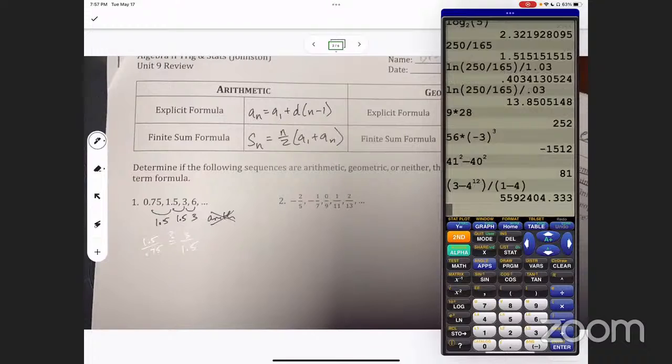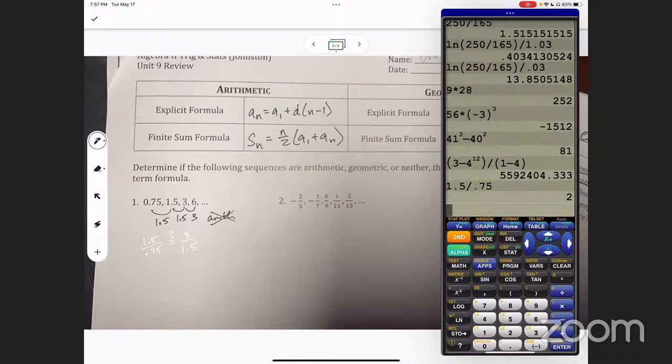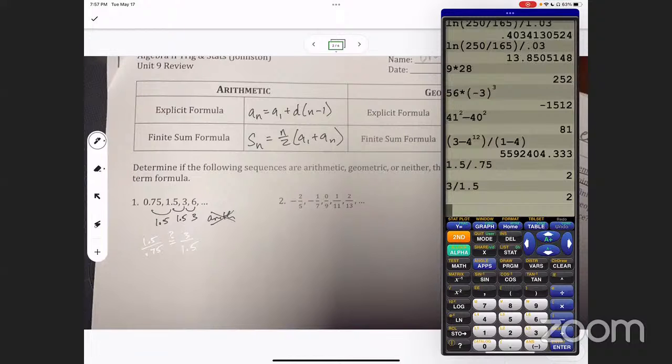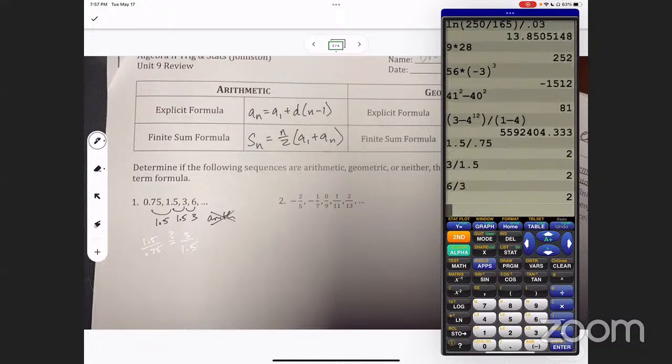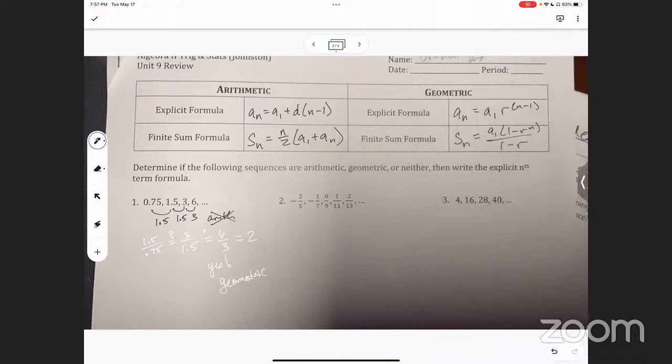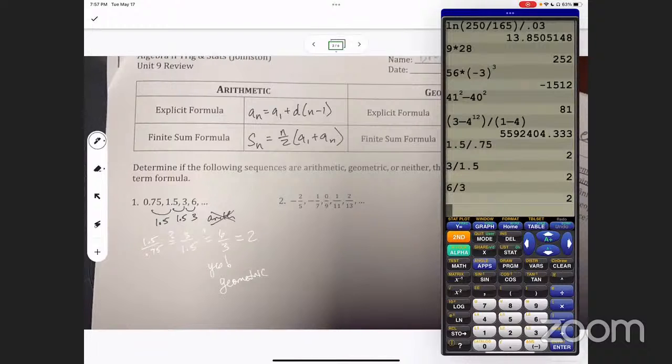So punch into your calculator, and if all of those are equal, that's 2. 3 divided by 1.5, is that 2? Sure is. How about 6 divided by 3? Is that 2? It's geometric. Yes, they're all 2. So yes, it's geometric. Then write the explicit nth term formula. So what would the nth term formula be?